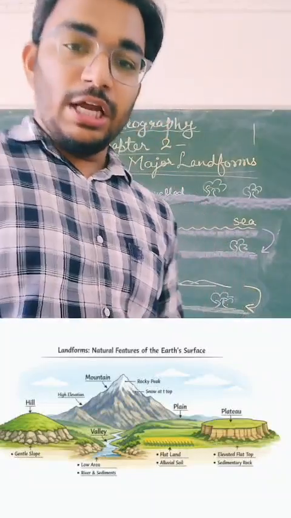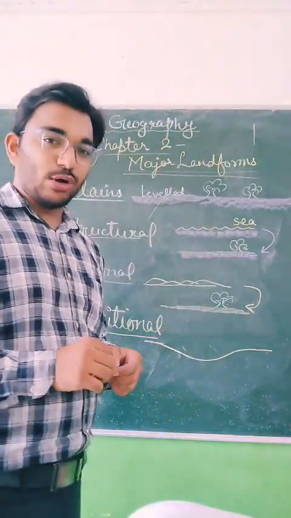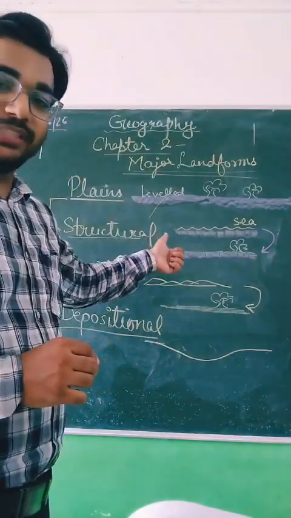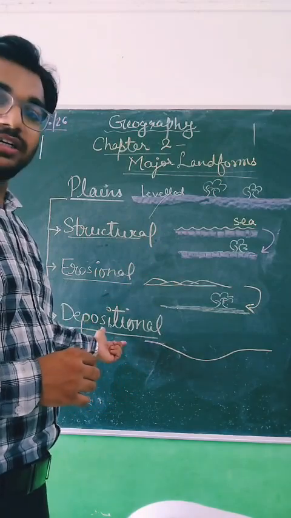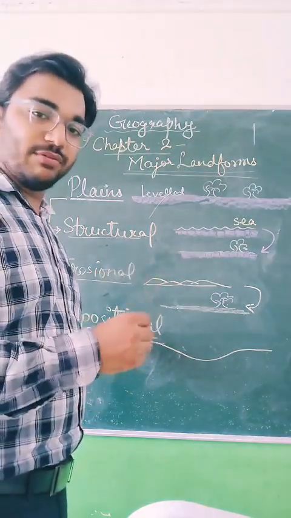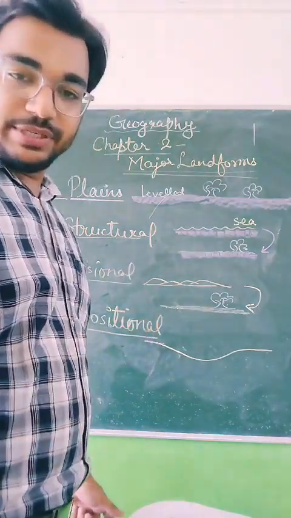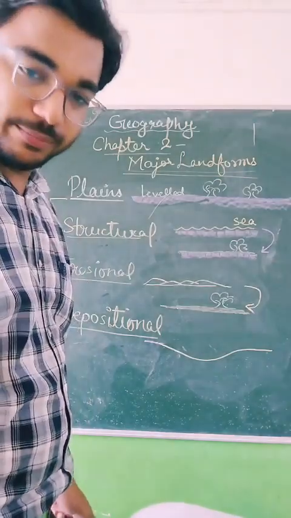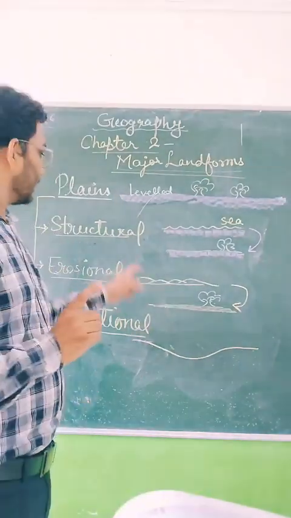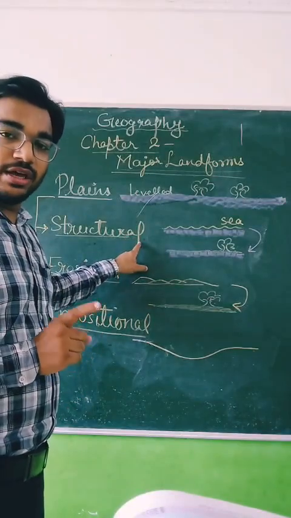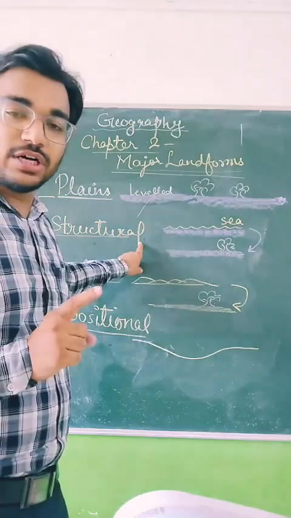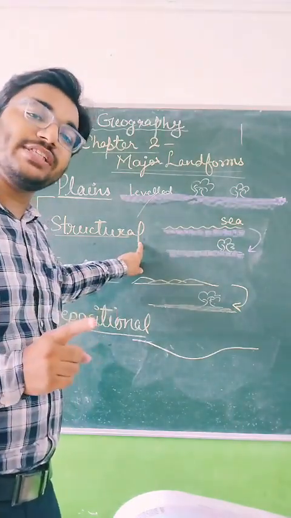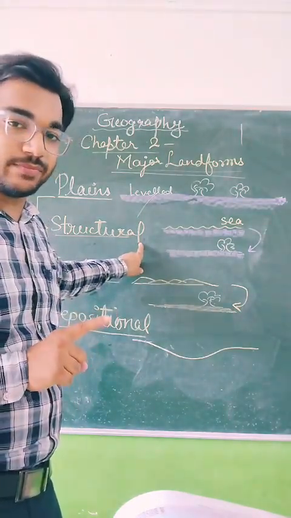Now let us discuss the types of plains and how they are formed. We have three types of plains: structural plain, erosional plain and depositional plain. One by one we will discuss briefly how these plains are formed. First, structural plain. Structural plains are formed due to upliftment of a region that was previously submerged in the sea.